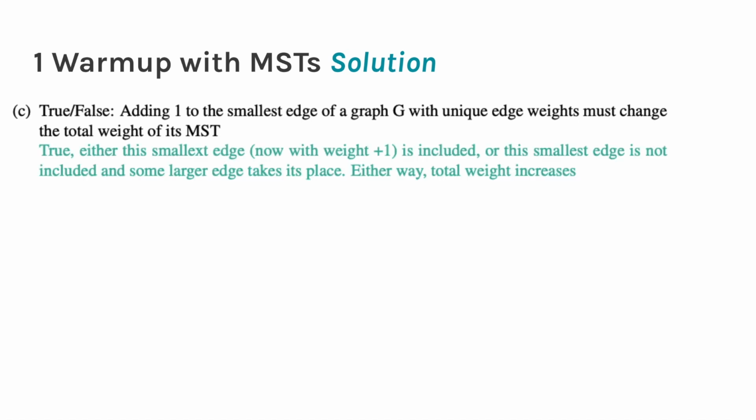The reason is there are two cases. Either the smallest edge is still part of the MST, and in this case the MST's total value will increase by 1. Or the smallest edge is no longer included because adding 1 was too much, but then some larger edge would take its place. Of course, this is for if we have unique edge weights. If you didn't have unique edge weights, then you could have multiple edges with the same smallest value, and it's possible the total weight would not increase.